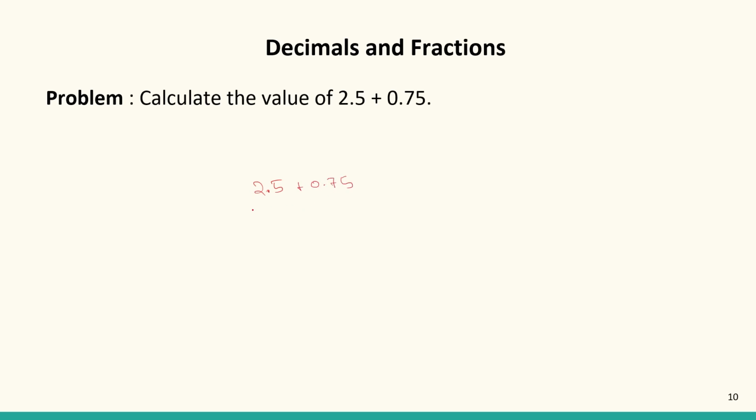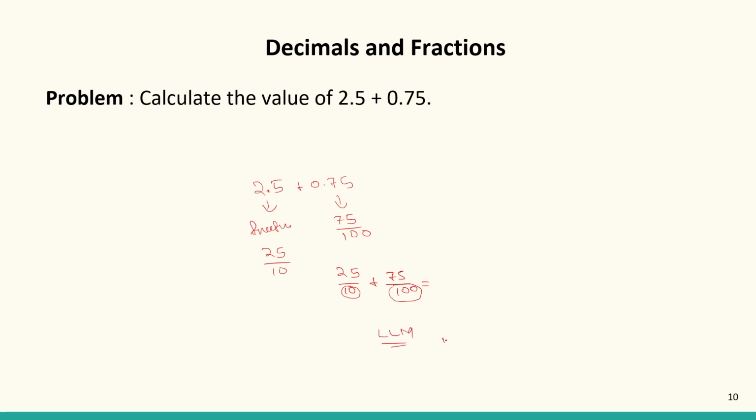In order to do this, let's convert this to a fraction. In fraction, it will be 25 by 10. Converting this to a fraction, 0.75 gives us 75 by 100. So let's add 25 by 10 with 75 by 100. We know that here we have two different denominators, 10 and 100. So let's find the LCM.